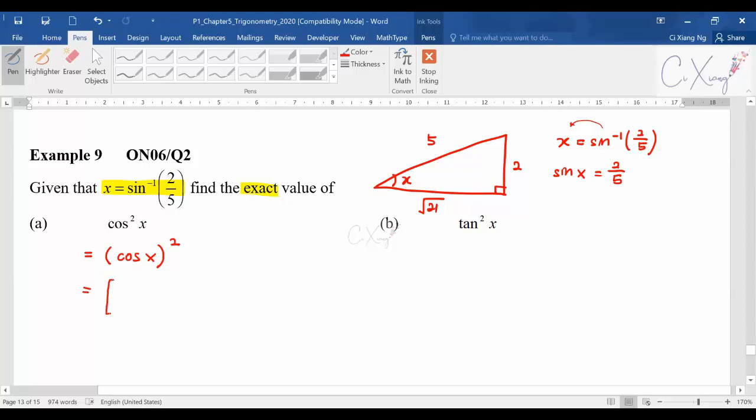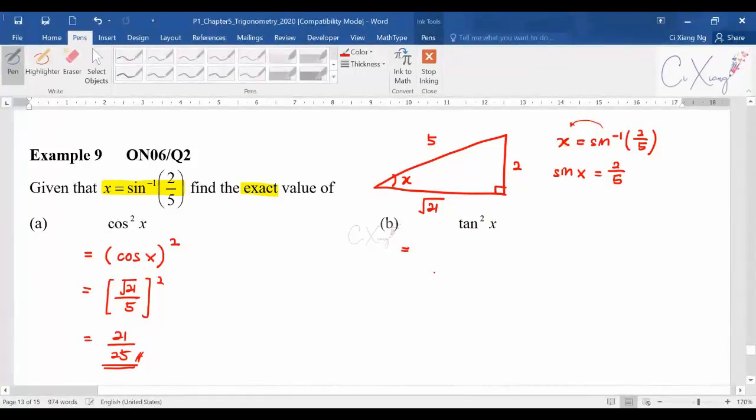So what is the value for cos x from the triangle? You have the square root of 21 divided by 5. And then you have to square it, and therefore you get 21 over 25. Very easy. Basically, you just need to draw the triangle to get the value.